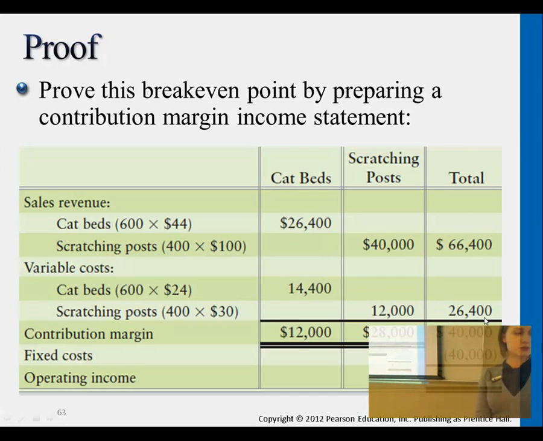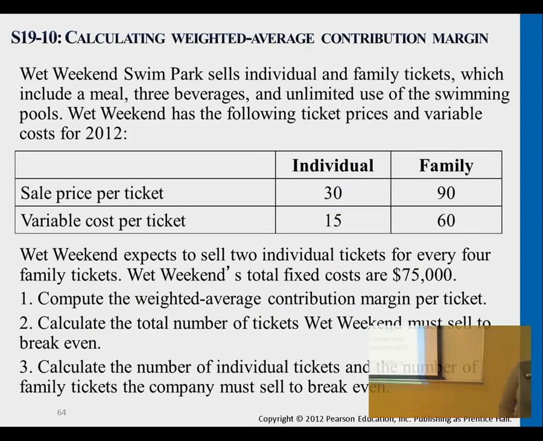Okay, so the fixed cost is 40,000. That was given to us, and so our operating income is 0, and that's true for the break-even. Okay. All right. So I'm going to let you do this on your own. It's not difficult.